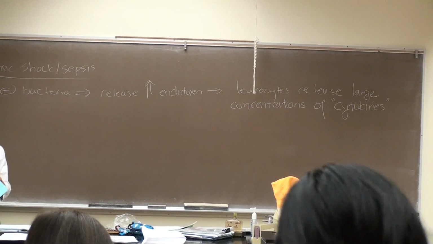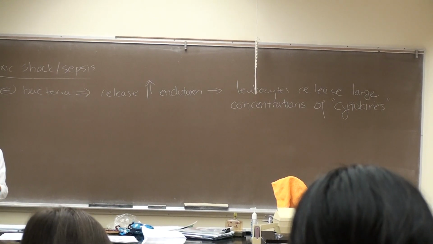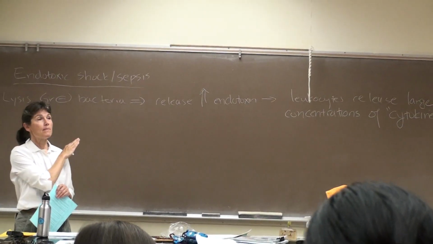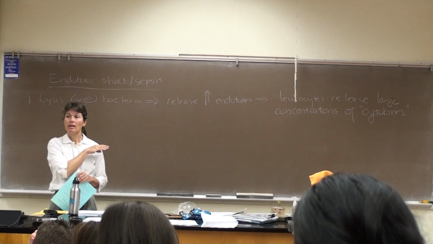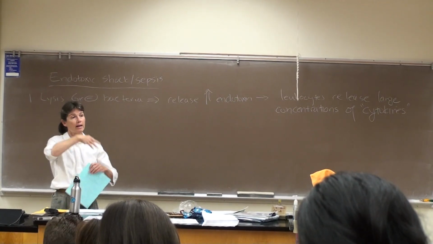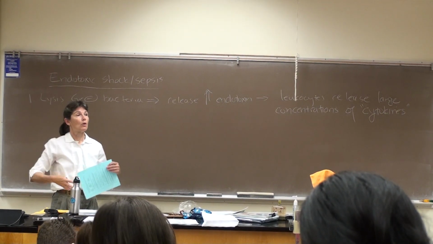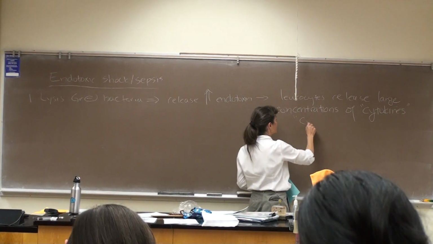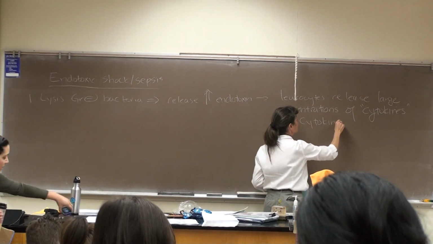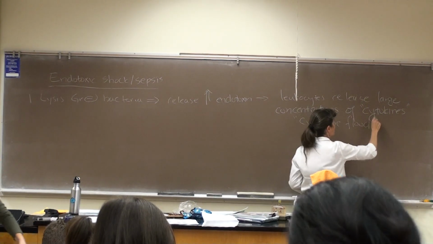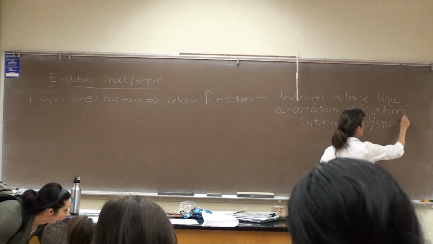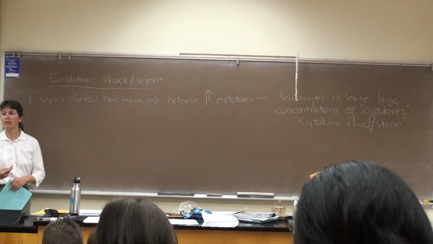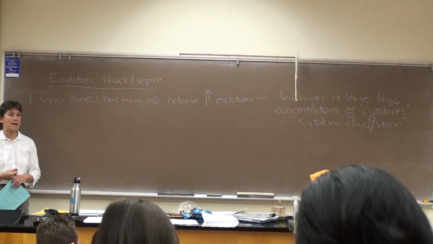responses. But cytokines should only be released in tiny amounts in localized areas. The problem with endotoxins is these endotoxins cause massive release of cytokines. So our body is flooded with cytokines. And they often describe this as a cytokine flood or cytokine storm. And in these large amounts circulating throughout our body, the cytokines are going to cause some really harmful effects.